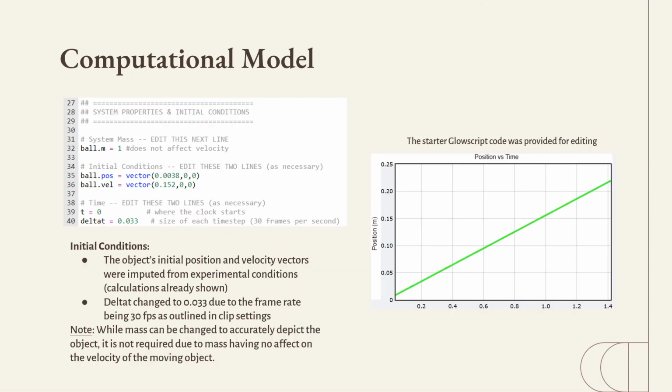Our computational model consisted of editing starter code within GlowScript to meet our initial conditions. The object's initial position and velocity vectors were inputted from our experimental conditions in the slide before this, and delta t was changed to 0.033 due to our frame rate being 30 frames per second. The mass can be changed to accurately depict the object, but it's not required because mass has no effect on velocity of a moving object, so I just kept it as 1. And to our right, you can see my graph, which is position versus time.